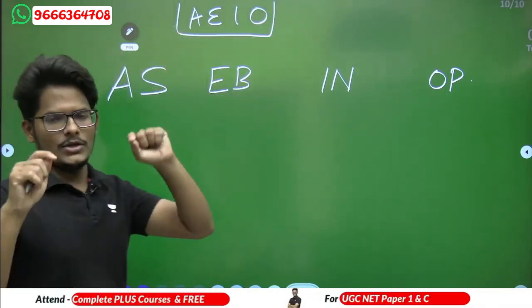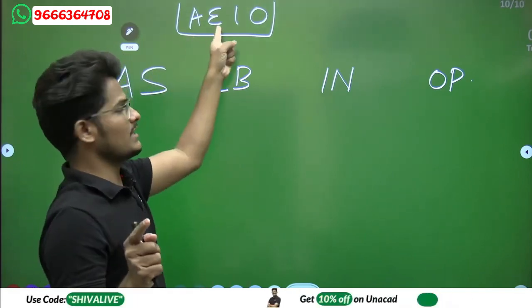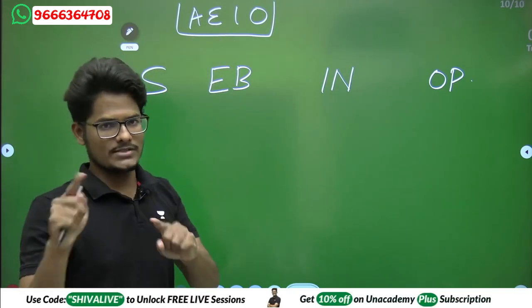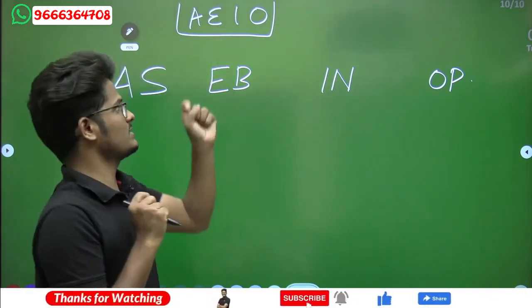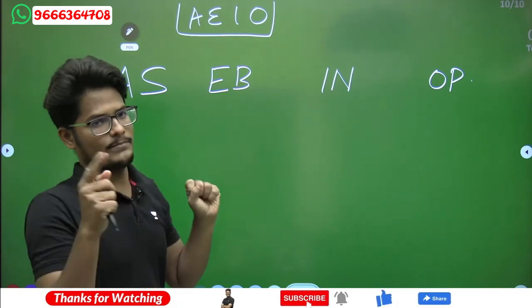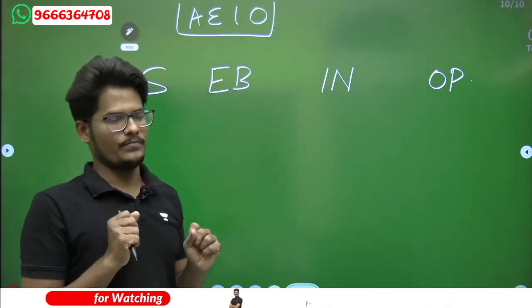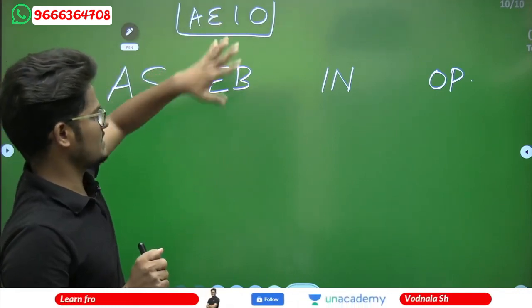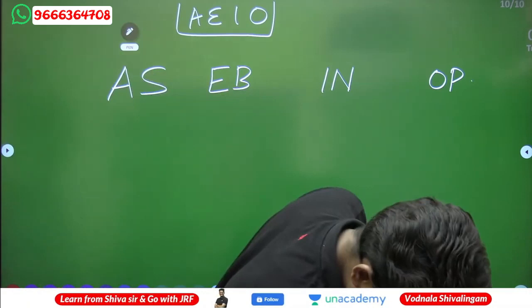A is all, the universal positive or universal affirmative statement. E is universal negative, which is the no statement. I is particular affirmative, which is positive, that is some. And O is some not, which is particular negative in nature. For these 4 basic propositions, we have to know whether they are distributed or not.